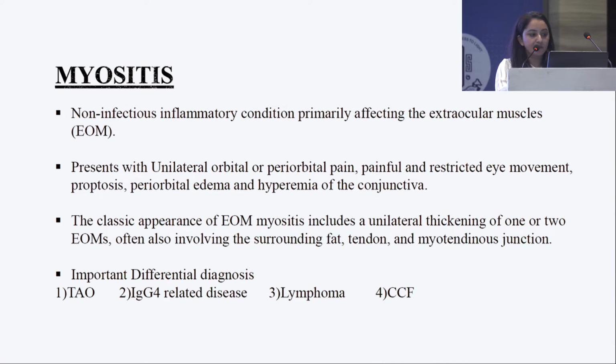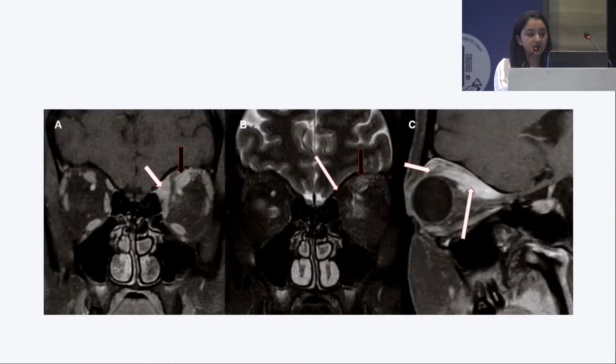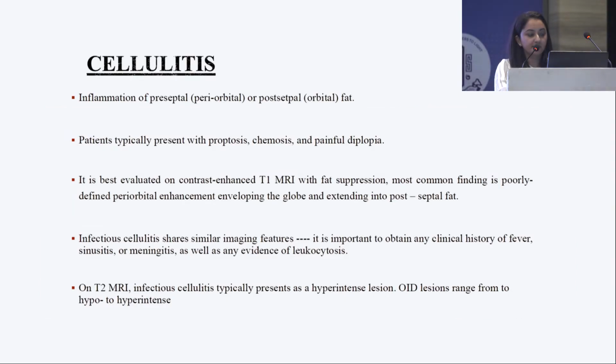Myositis is a non-infectious inflammatory condition affecting the extraocular muscles, presenting with mostly unilateral orbital or periorbital pain, painful and restricted extraocular movements, proptosis, edema, and hyperemia of the conjunctiva. Important differentials for myositis include TAO, IgG4-related disease, lymphoma, and carotid cavernous fistulas. This is a picture showing the involvement of the superior and medial recti, the myositis.